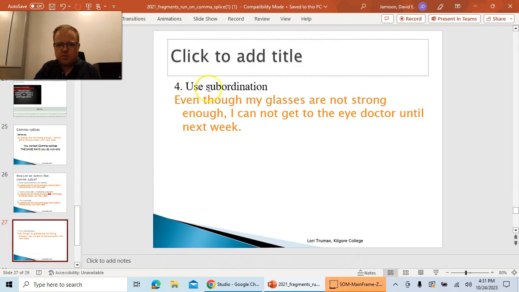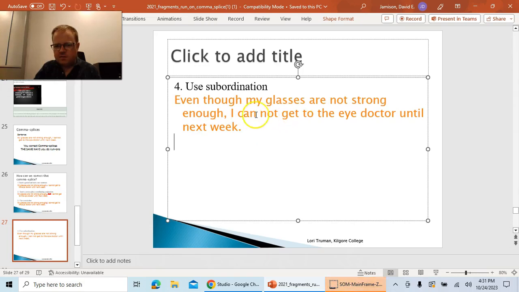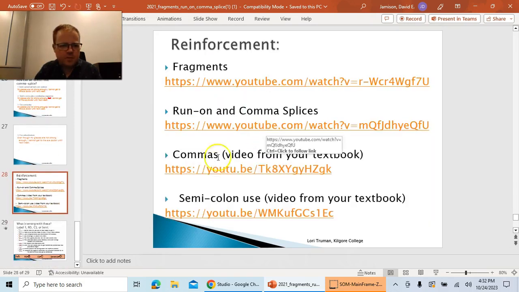You can also use subordination, just like we did before. Even though my glasses are not strong enough, comma, I cannot get to the eye doctor until next week. Yeah, you couldn't use "because" there. Yeah. Okay.